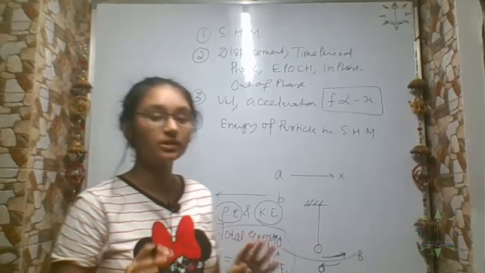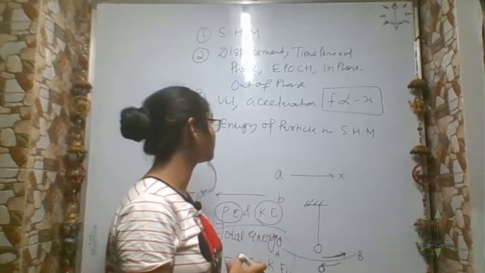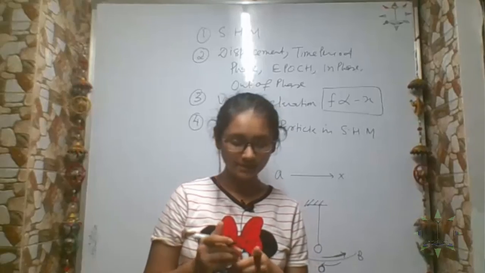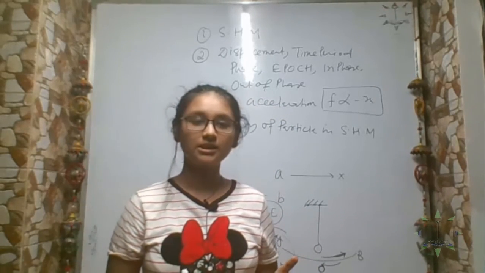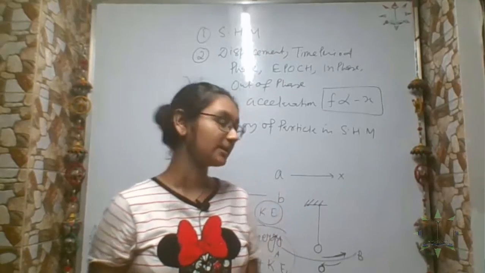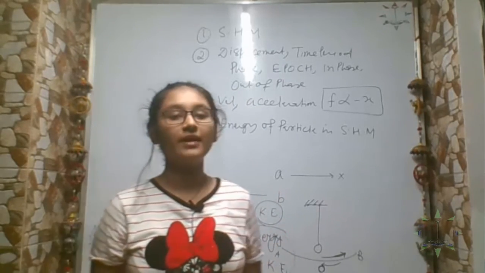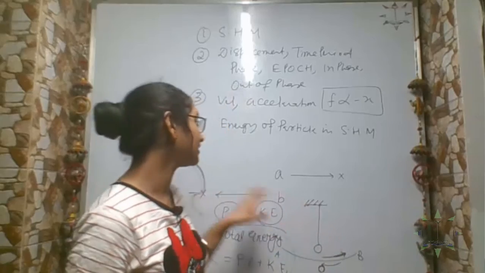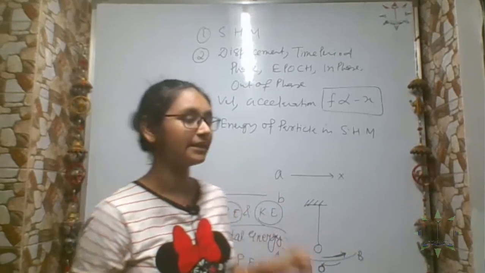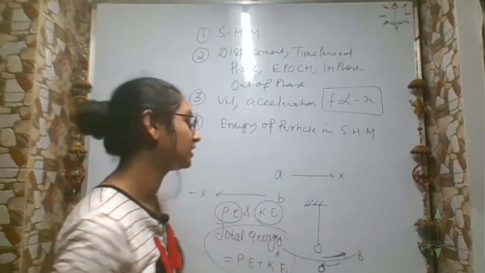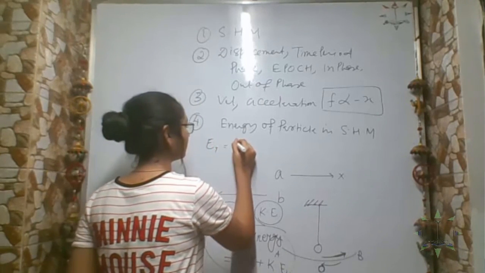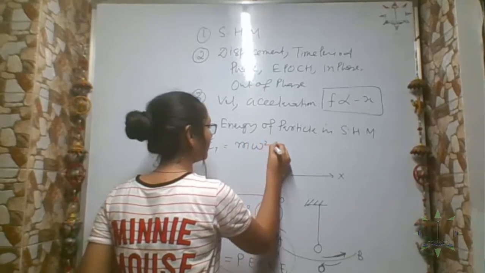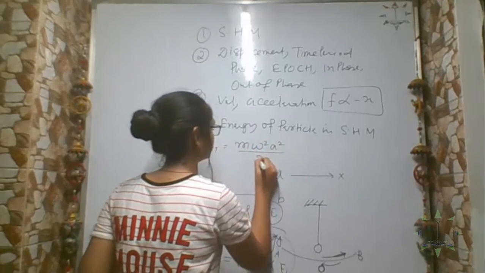Okay, I will just summarize it once more. The total energy of the particle in simple harmonic motion can be determined by finding its potential energy first and then its kinetic energy, and by adding both we can find the total energy held by the particle which is in simple harmonic motion. So the total energy E will be m omega square a square by 2.